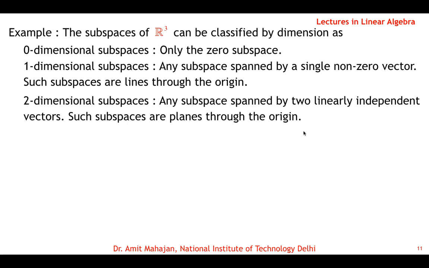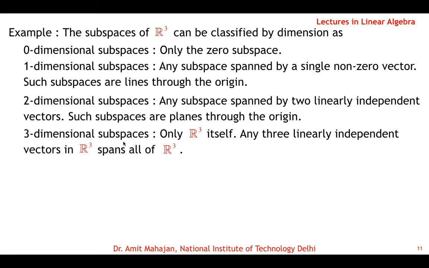And finally we can have a three-dimensional subspace. This is R3, so three vectors, and those three vectors will span the whole of R3, so it is only possible that the three-dimensional subspace is R3 itself. So three-dimensional subspaces are nothing but R3 itself. Any three linearly independent vectors in R3 span all of R3. So R3 itself is the three-dimensional subspace here.